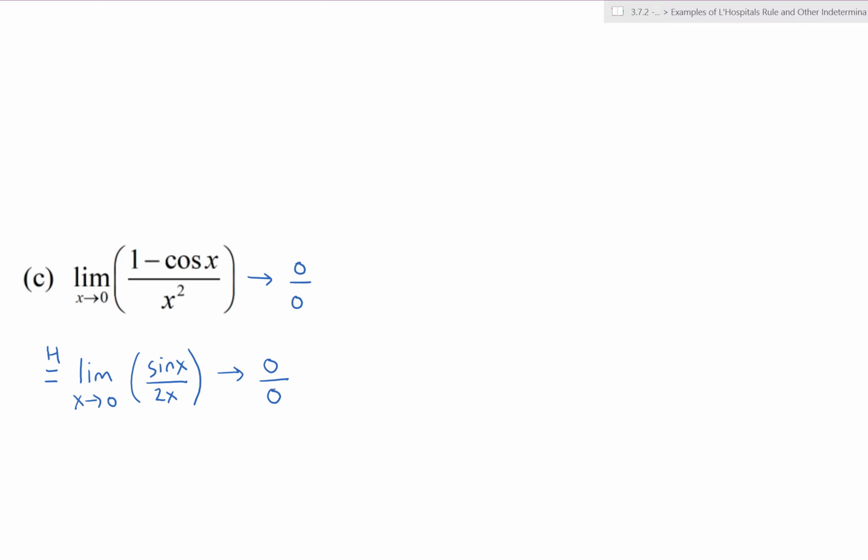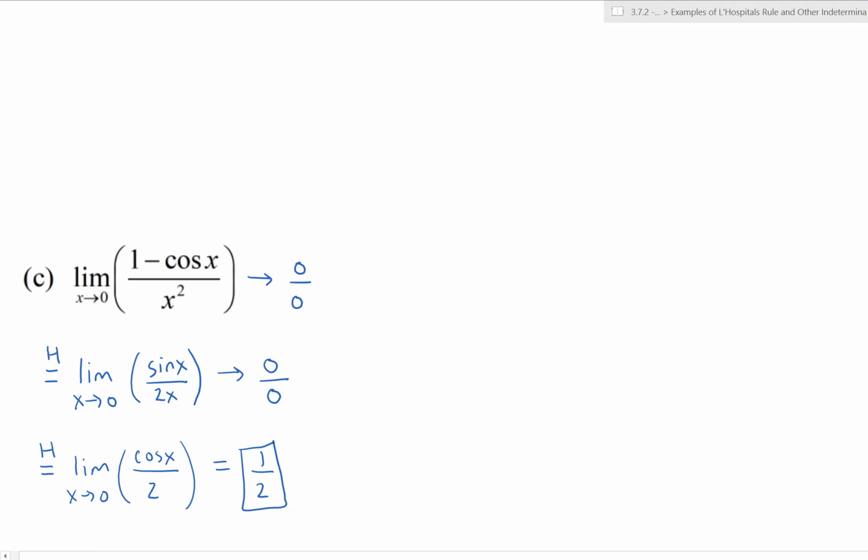And in this case, sine of x over 2x definitely goes to another indeterminate form, 0 over 0. Sine of x and 2x are both nice and differentiable. And so we can go ahead and apply L'Hopital's rule again, giving us the limit as x goes to 0 here. The derivative of sine of x is cosine of x. The derivative of 2x is just a 2. And as x goes to 0, this limit goes to 1/2.